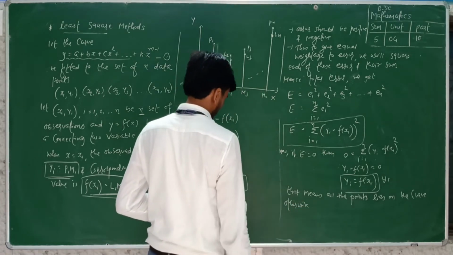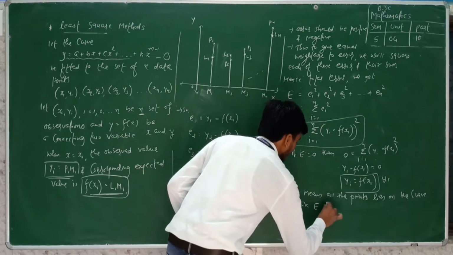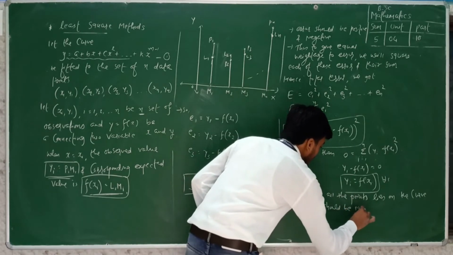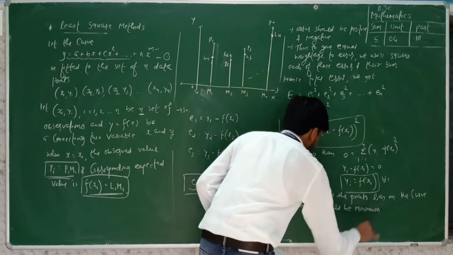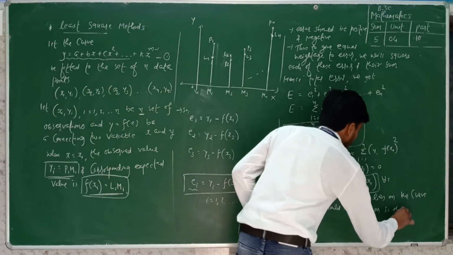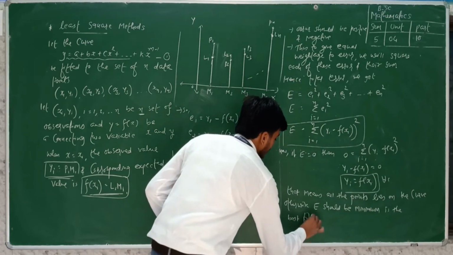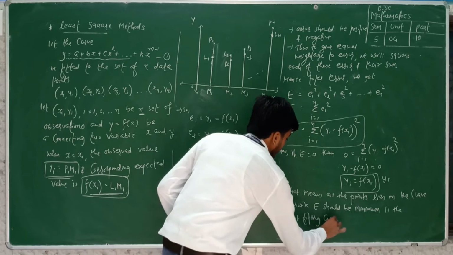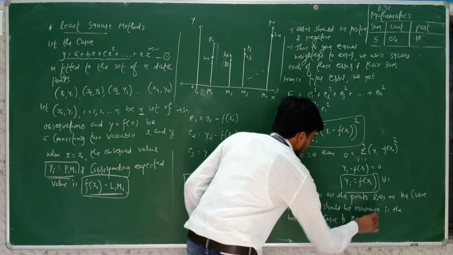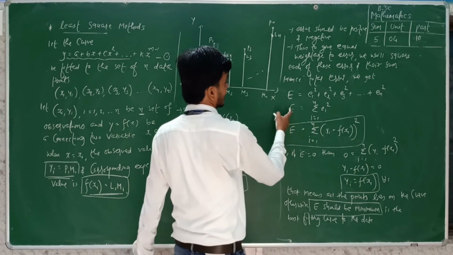Otherwise E should be minimum. Then the fitted curve is the best fitting curve to the full data. E should be minimum or zero. Here, E should be a minimum or zero.